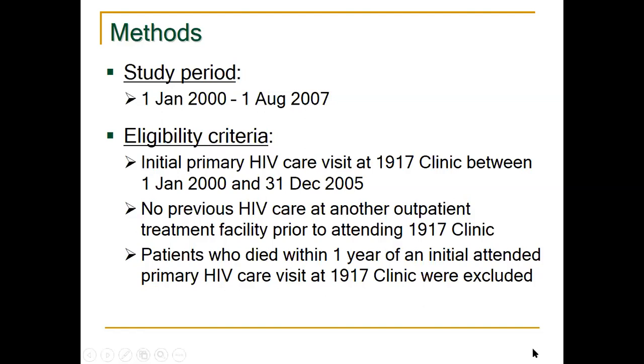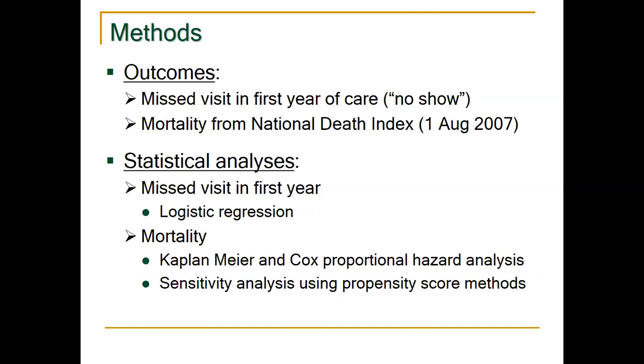Anyone who died within the first year, since they didn't have that full exposure period, was excluded. So the idea was, we're going to measure folks for a year, determine did someone miss a visit or not, and then start a survival clock. So if someone didn't survive that first year, they couldn't have the full exposure to start survival. So we excluded persons who died within the first year.